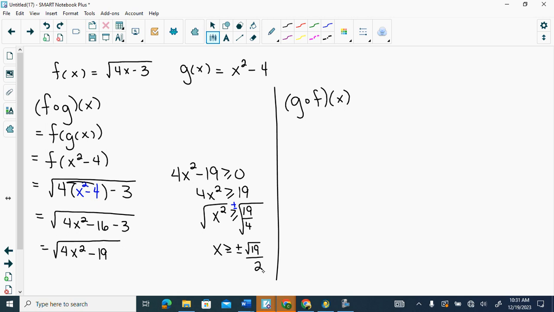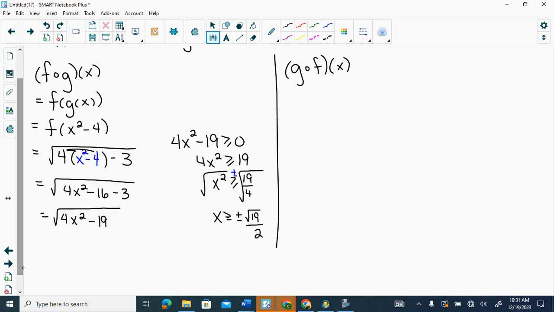You're going to have one that's greater than root 19 over 2 and one that's less. Type that into your calculator. Type it in. It'll work, it just has to be less. Type it into your calculator, into your y equals, and look at it.